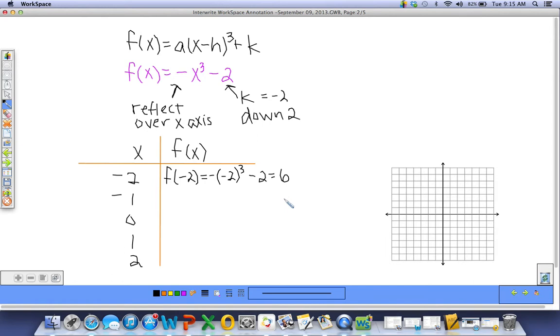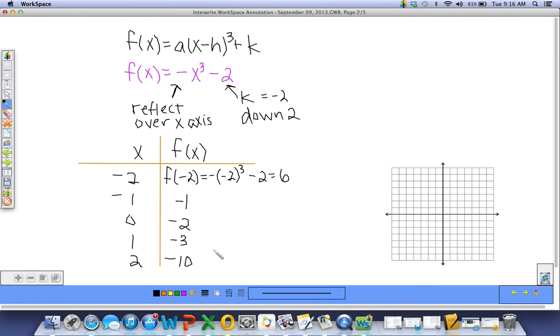We know that -1 cubed gives us -1. The opposite of that is +1. So now we want 1 minus 2, which gives us -1. Well, 0 cubed is 0. The opposite is 0. -2 is -2. 1 cubed was 1. The opposite is -1. And -2 is -3. 2 cubed was 8. The opposite is -8. -2 is -10.